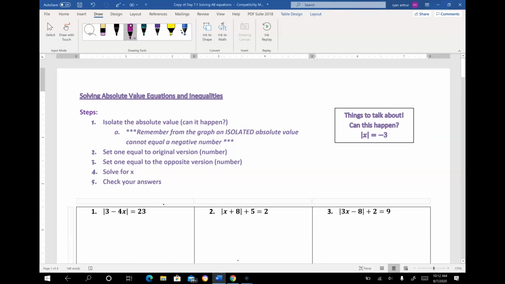Alright, so today we're going to talk about solving absolute value equations. We've looked at the graph, we've analyzed the graph, and some key things to remember from our previous lesson is that an isolated absolute value cannot equal a negative. Remember we looked at the graph and we saw the parent function, the y values were never going to be negative. Also, for every y value there were two x values. So when we're solving for x with each y value given, we're going to have two answers, okay?